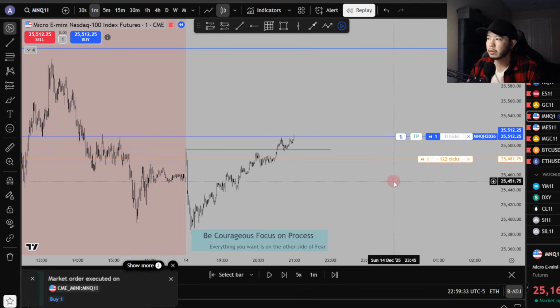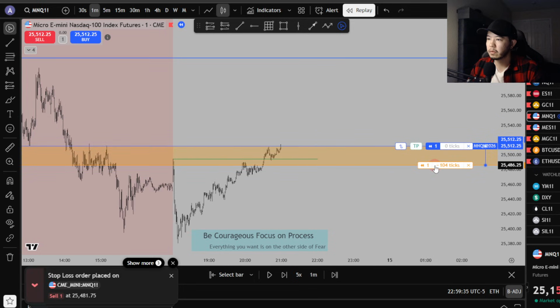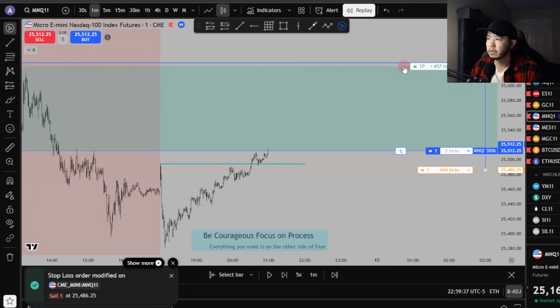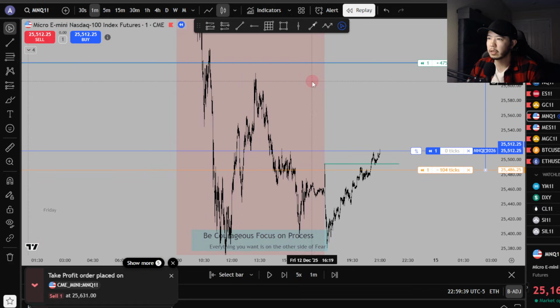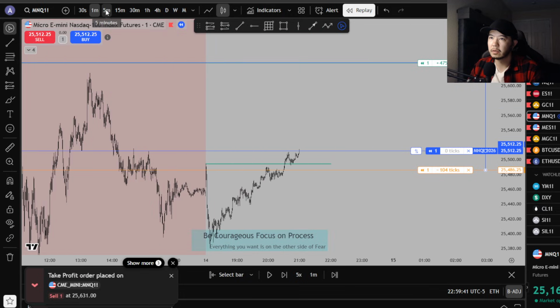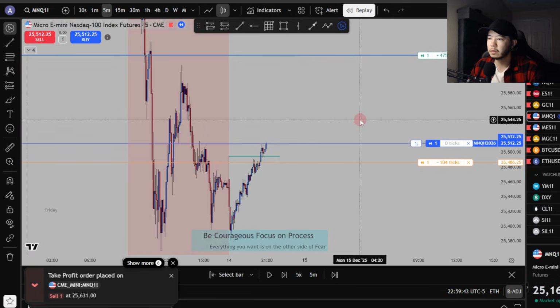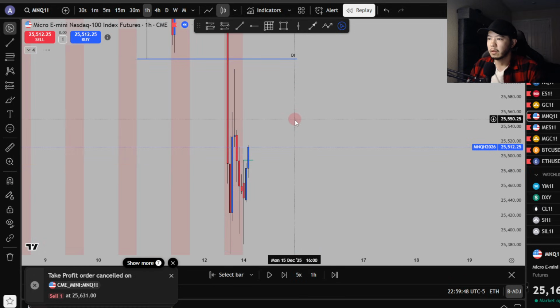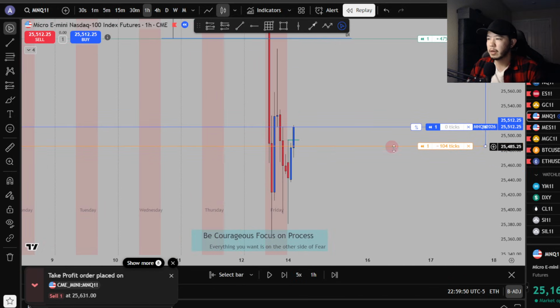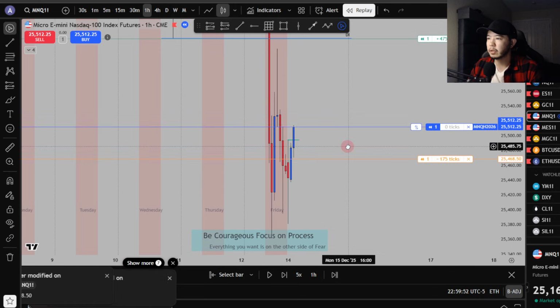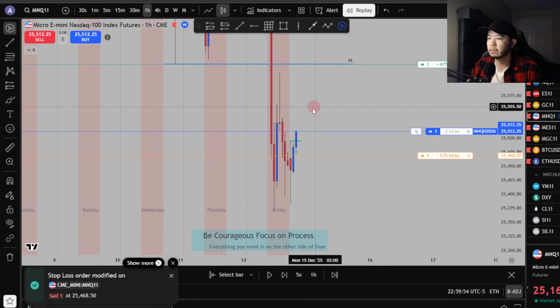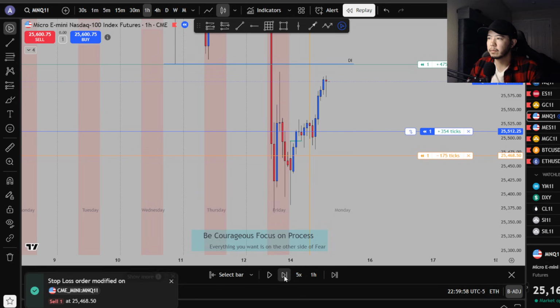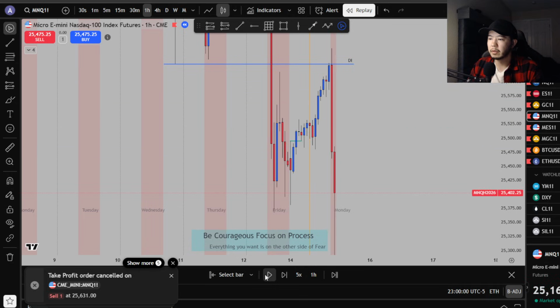So stop loss goes there, or somewhere around here. You can target the daily indication. Put it on the hourly. Let's put it below this swing low. There it is.